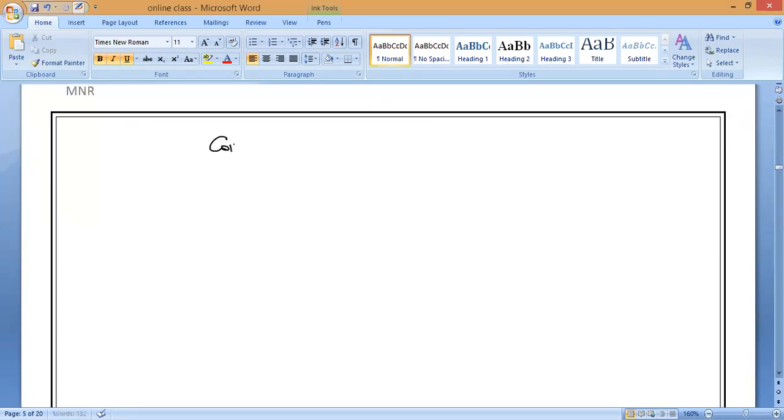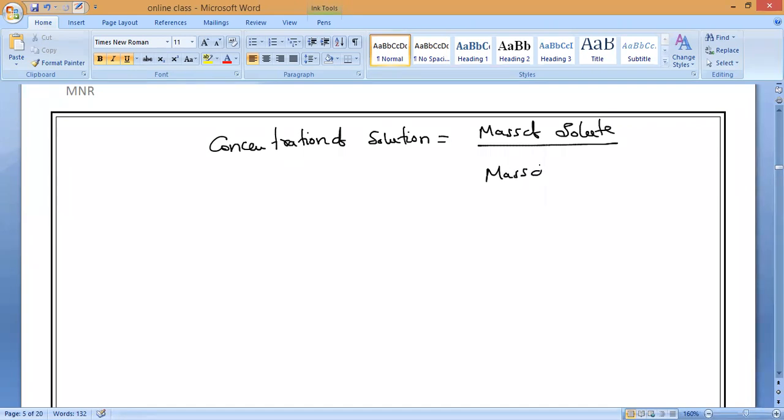So concentration of a solution based upon mass, what is that, everybody? Concentration of a solution based upon mass is equal to mass of solute divided by mass of solution into 100. That is the formula which we have done, and we have derived it also, and we have solved one example also.